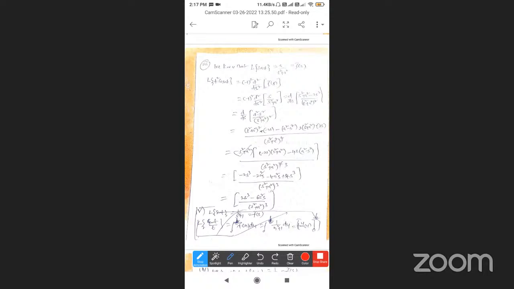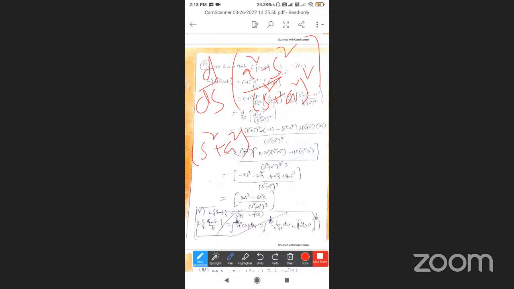Okay, now this is once again the second-time application of the u by v method. Actually, this is d by ds of (a square minus s square) by (s square plus a square) whole square. This is the u by v method: (s square plus a square) whole square into the derivative, minus 2s, minus (a square minus s square) into 2 into (s square plus a square) into 2s.